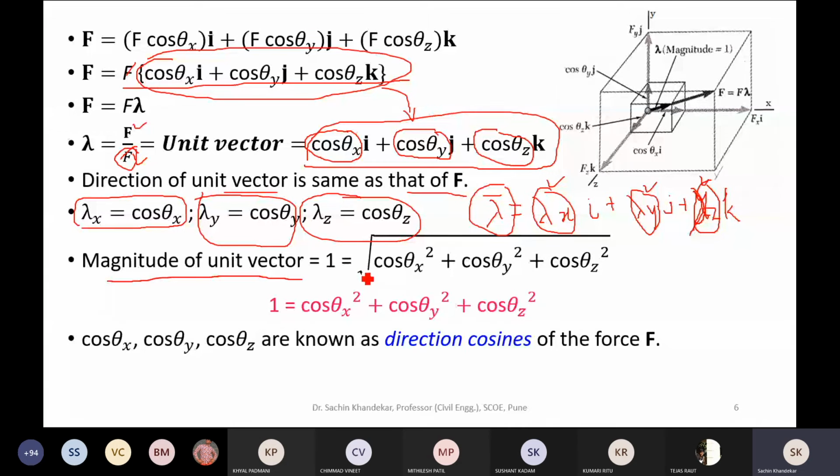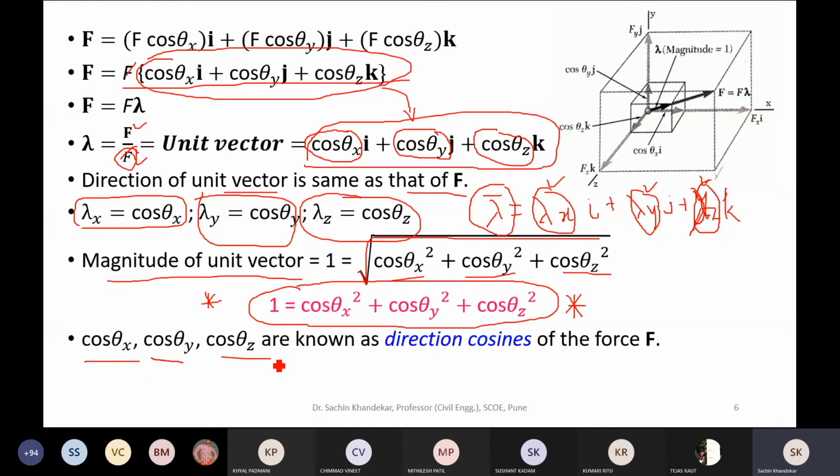Now what is the formula for magnitude? It must be the square root of cos squared theta x plus cos squared theta y plus cos squared theta z. Now taking the square root on both sides, I will get a very important identity. Please remember this equation. So 1 is equal to cos squared theta x plus cos squared theta y plus cos squared theta z. Now cos theta x, cos theta y, cos theta z are known as the direction cosines of the force F.